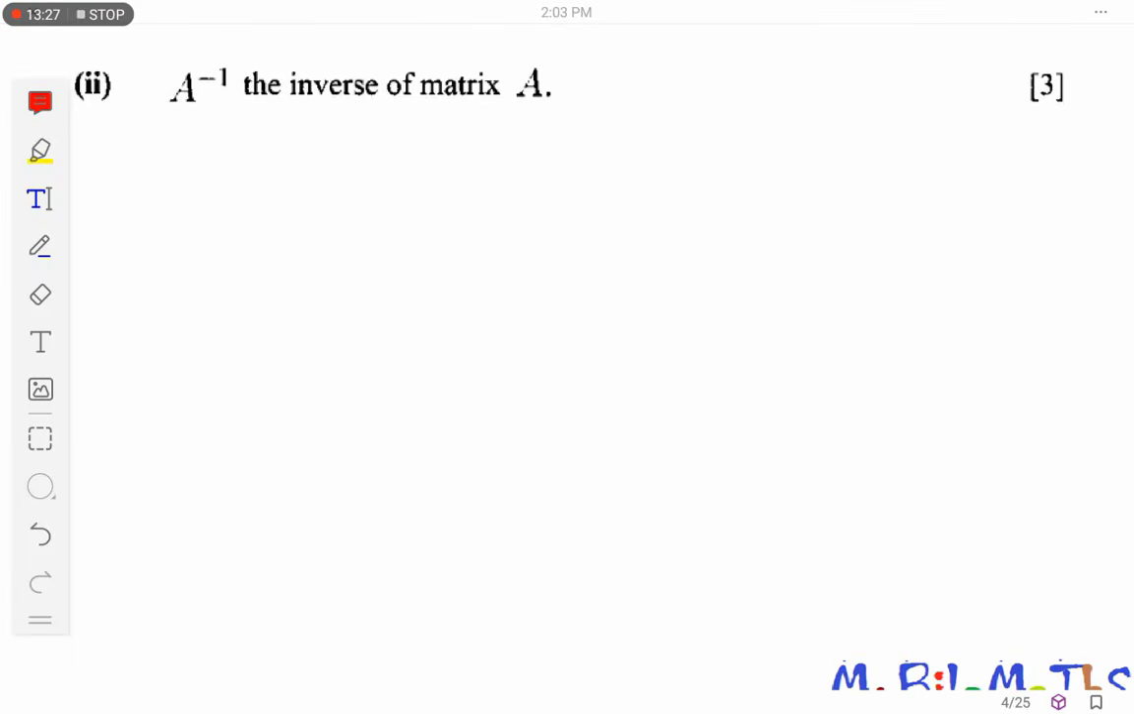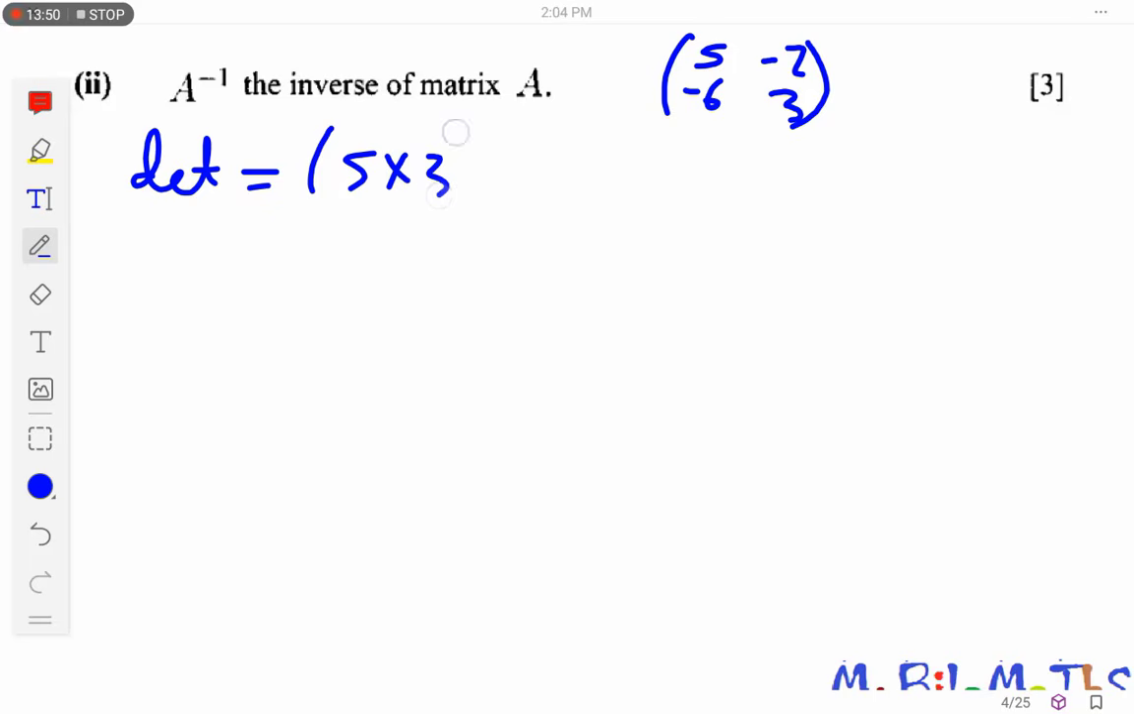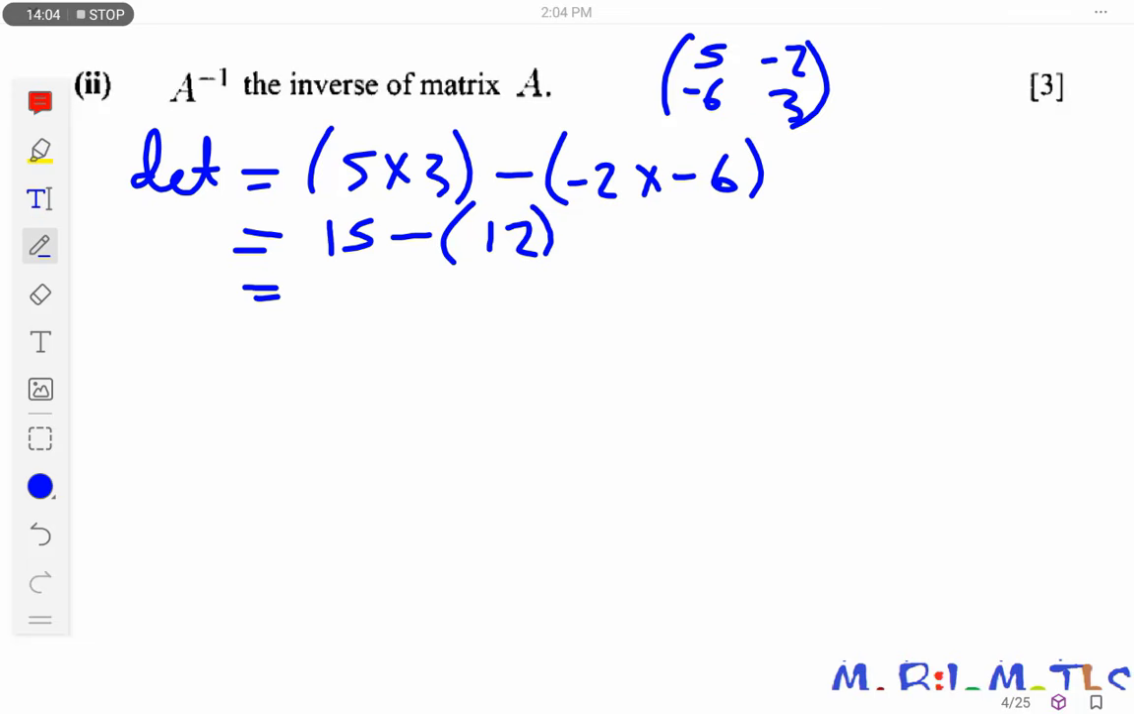Then here they are asking us to find the inverse of that matrix. Our A, we had as 5, minus 6, minus 2 and 3. So for the inverse of that, we have to find the determinant. The determinant is equal to, we cross multiply, minus that one. So it's going to be 5 times 3 minus minus 2 times minus 6. So this is going to be 15 minus, 2 times minus 6, we get 12. So we get 15 minus 12, that's a 3. So our determinant is equal to 3.